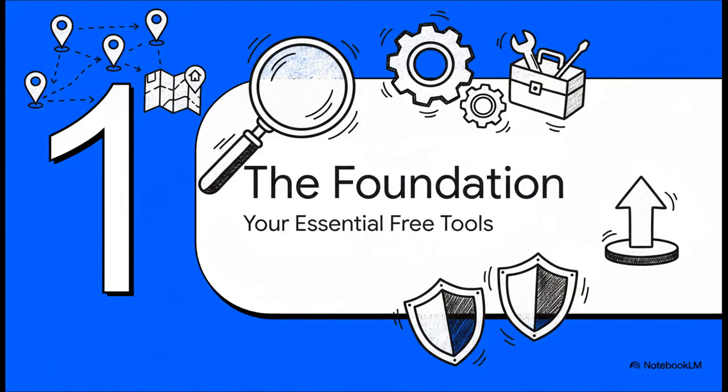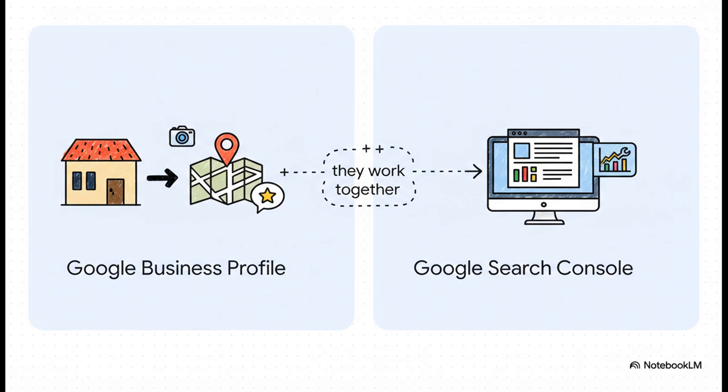All right, before you even think about spending a single dollar, there are 2 tools you absolutely have to be using. They are the foundation, they are completely free, and they are totally non-negotiable. This is where every single local SEO strategy has to begin. So on one hand, you've got your Google Business Profile. The best way to think of this is like your digital storefront on Google Maps. It controls everything a customer sees: your name, address, your hours, all your photos, and of course, your reviews.